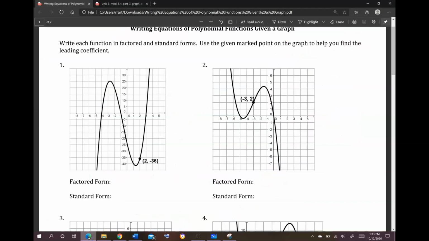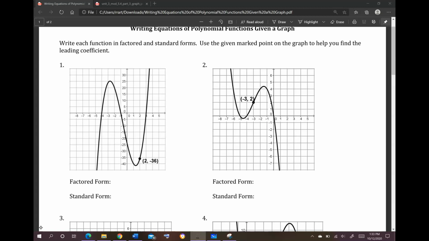So here, it says write each function in factored and standard forms. We're only going to do factor form because the next unit we're going to get into putting it in standard form, okay? So I don't want to add too much to this when I don't have to. So we're going to save the standard form for the next unit. We're just going to keep it simple, easy, breezy, light, and we're going to write it in factor form.